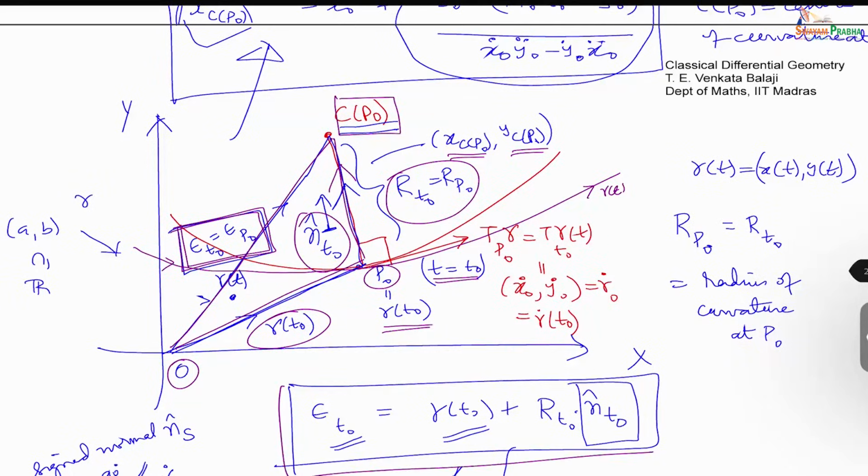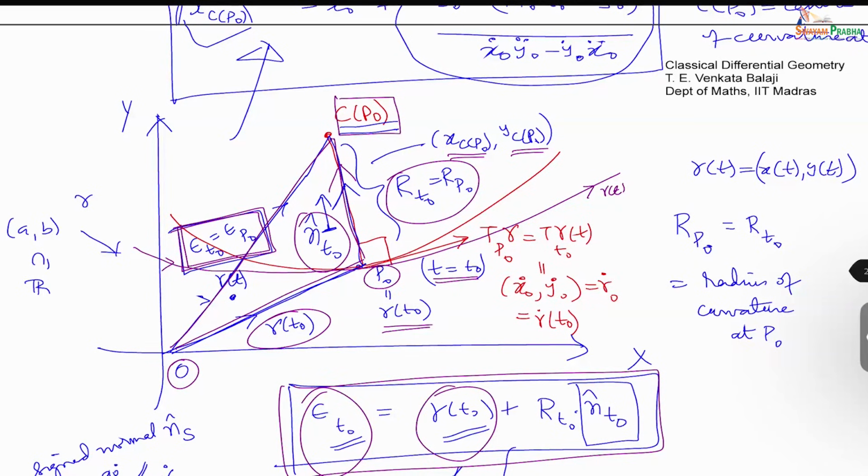normal. For the signed normal, you take the tangent vector, which is already given, you rotate it anti-clockwise by 90 degrees, and whatever direction you get, that should be the direction of the signed normal. Okay, so that is the convention. And then you can write out this diagram, which is addition of vectors, in the following way: epsilon t naught is gamma vector.